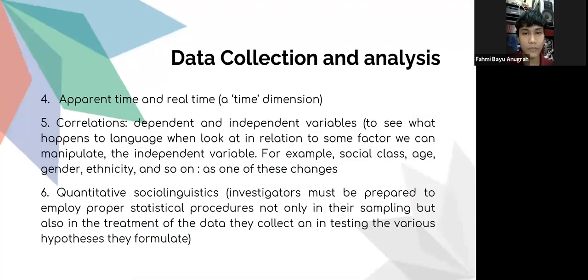There's also apparent time and real time. It is a time dimension. And then the correlations, dependent and independent variables, is to see what happens to a language when looked at in relation to some factor that we can manipulate. The independent variable, for example, social class, age, gender, ethnicity, and so on, as one of these changes.